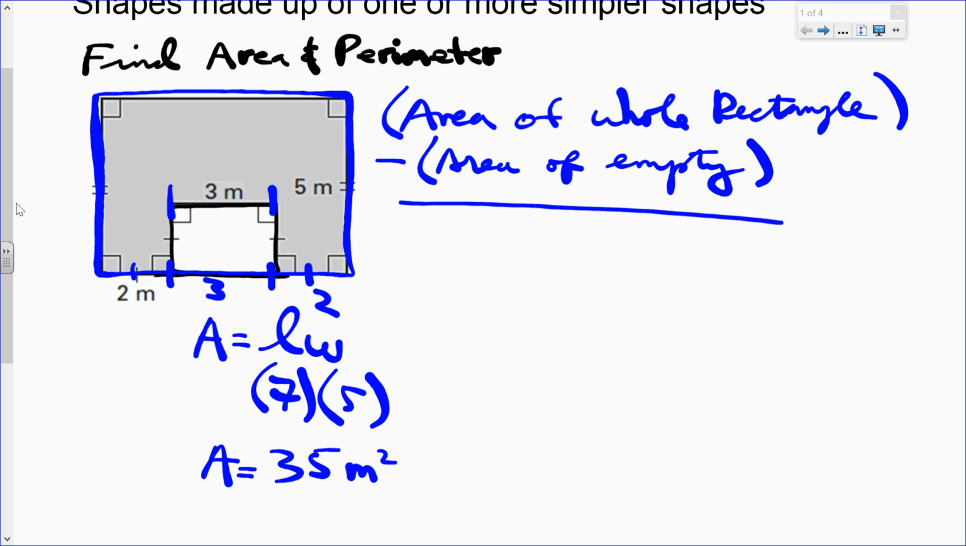How many square meters fill this gray area? Look at from here where my hand's at. How many square meters fill this space up here? Well, we know 35 square meters fill everything up, all this space, gray and white. So the area of the whole rectangle is 35.